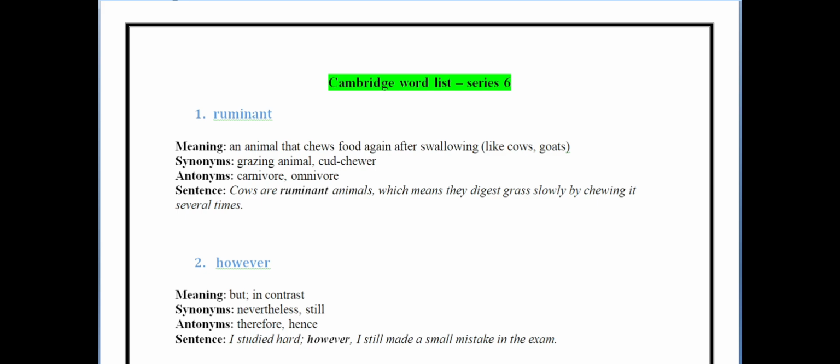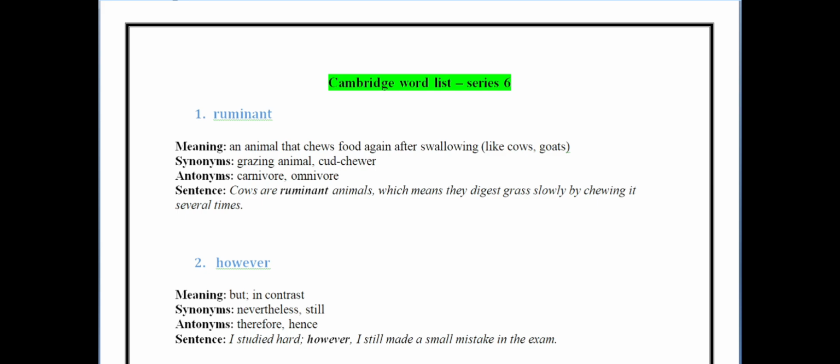Like always, we shall understand the word, we will crack the meaning of it, two synonyms and two antonyms again we will develop, and we will see the sentence usage of it. So here we begin. The first word is ruminant.